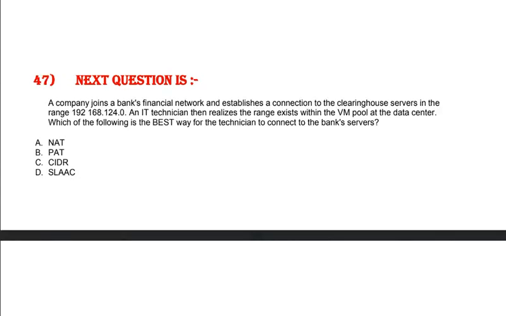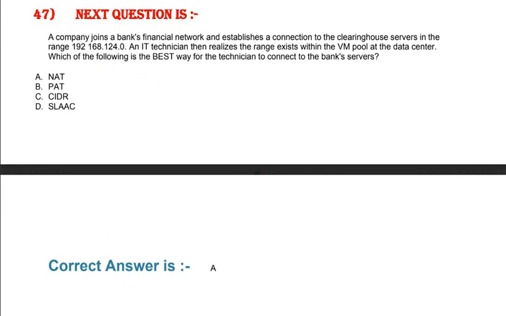Question is, a company joins a bank's financial network and establishes a connection to the clearinghouse servers in the range of this. An IT technician then realizes the range exists within the VM pool at the data center. Which of the following is the best way for the technician to connect to the bank's server? Option A, NAT. Option B, PAT. Option C, CIDR. Option D, SLAAC. Correct answer is option A.